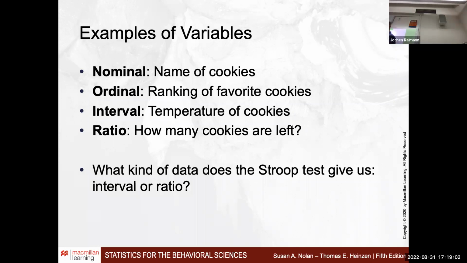Think of this as a spreadsheet. You have name, ranking, interval, and ratio variable, which would be temperature and cookies in the jar. So those would be the 4 variables, where the name is a nominal variable, the ranking is ordinal, the interval is the temperature at which you found that cookie in the cookie jar, and the ratio is how many are left. Make sense? All right.